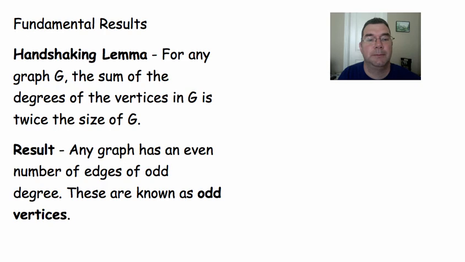All right. And so now here's some results. We talk about the handshaking lemma, which basically means the sum of the degrees of the vertices is twice the size of G. And as a result of this, any graph has an even number of vertices of odd degree, and these are known as odd vertices. So just a couple of results that we will discuss further in class.